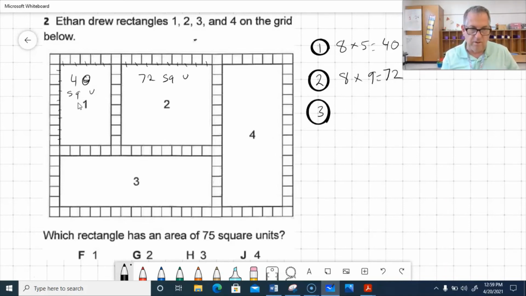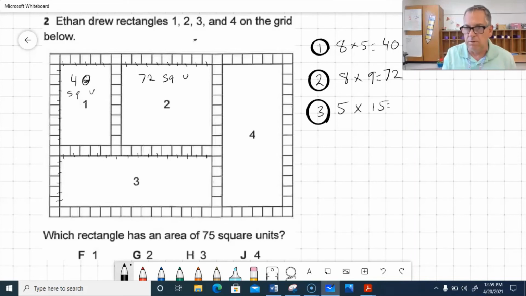Okay, what is the area of rectangle 3? Okay, let's check and see. The length is 1, 2, 3, 4, 5. So length of 5. And it has a width of 1, 2, 3, 4, 5, 6, 7, 8, 9, 10, 11, 12, 13, 14, and 15. So the area of that would be calculated by 15 times 5. What is 15 times 5?